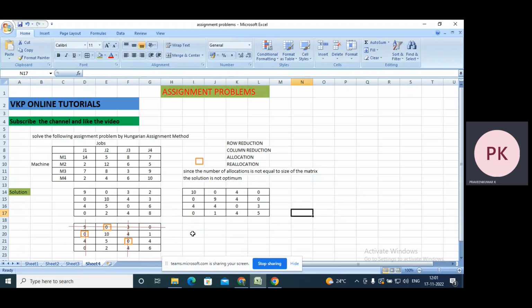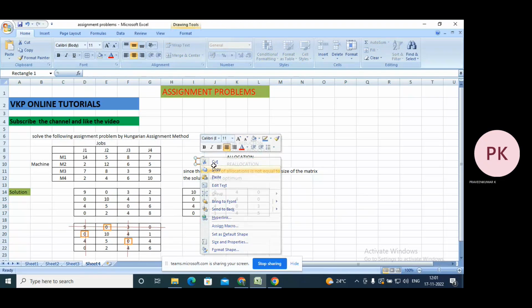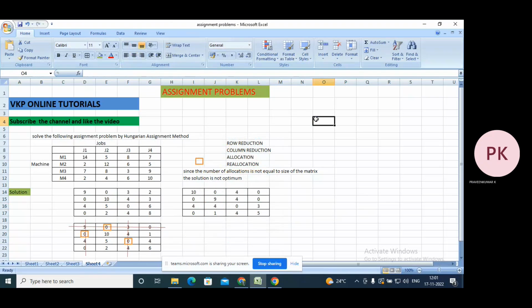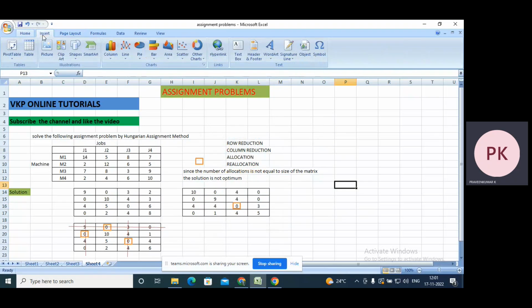optimum solution or not. So identify the row having a single 0. First row having 2 zeros. Second row 2 zeros. Third row 1 zero. So allocate this element, and I will cancel the corresponding column. So my corresponding column is this. I cancel this column.